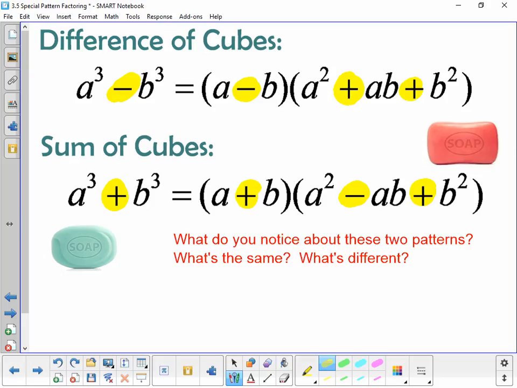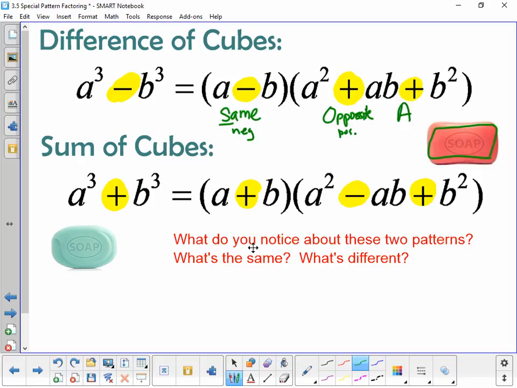One way to help you remember which way the signs are is a little memory tool, SOAP. Whatever you start with, this one's negative. The first one is the same, which in this case is negative. The second one is opposite. In this case, that would be positive. And then the last one is always positive. So SOAP, SOAP. That works with both patterns.